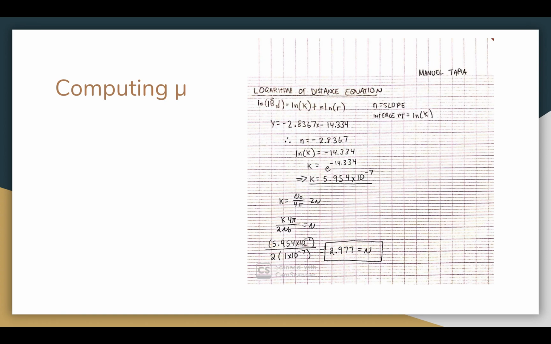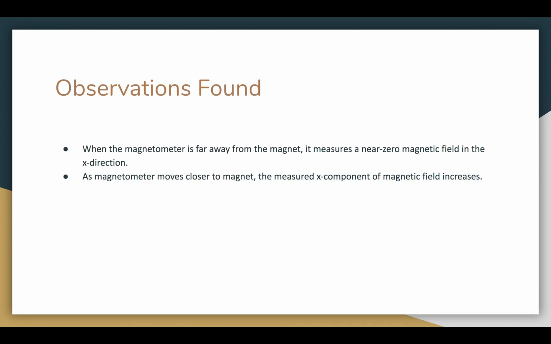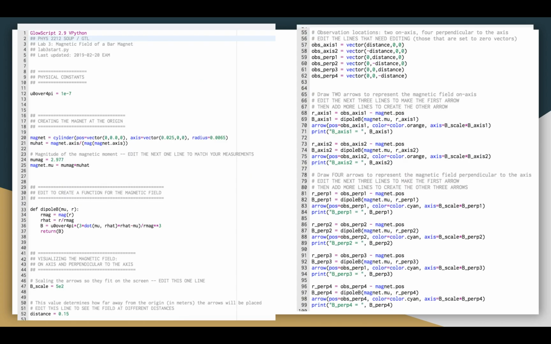And here's my work displayed for computing mu with the dipole moment. I ended up getting a value of 2.977. Observations found. So we found out that when the magnetic meter is far away from the magnet, it measures a near zero magnetic field in the X direction. And as the magnetic meter moves closer to the magnet, the measured X component of the magnetic field increases.